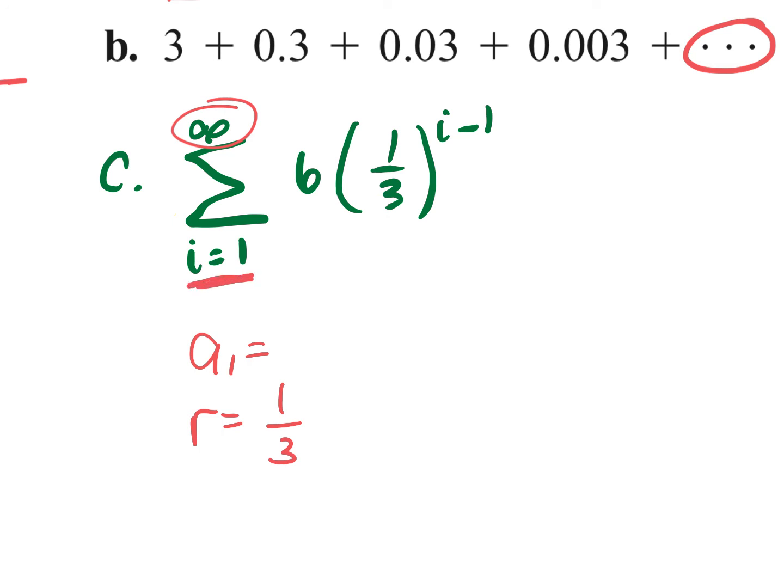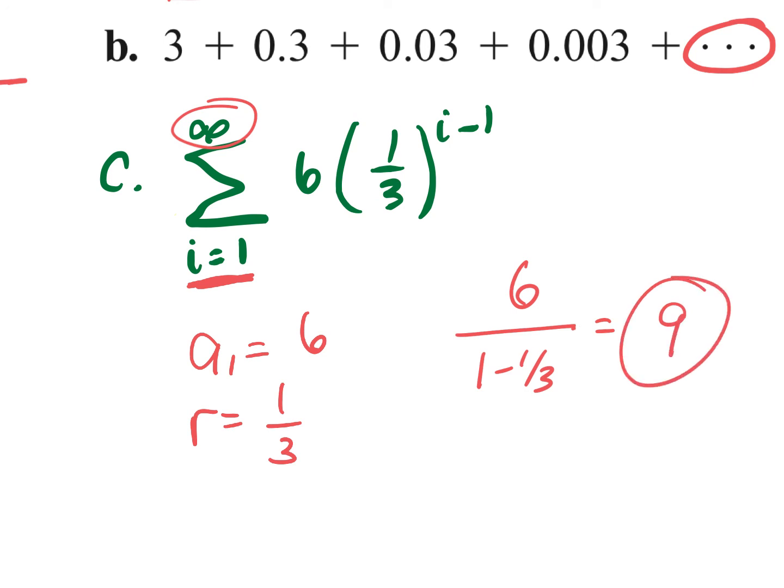If I plug in 1, what happens? What's 1 minus 1? 0. 1/3 to the 0 power is 1. So my first term is just 6. So in this case, you would have 6 over 1 minus 1/3. So I have 6 divided by 1 minus 1/3. And what do I get? I get 9. Good, good, good.